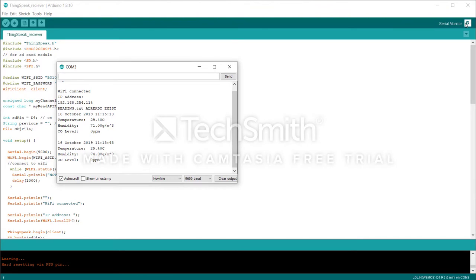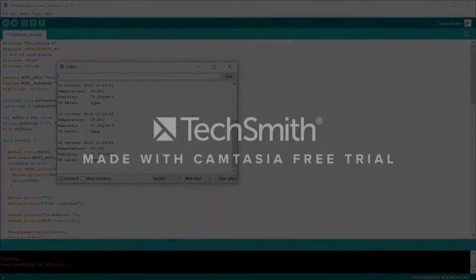The data that can be seen on the receiver is similar to the transmitted data given by the transmitter. The only difference is that the recorded data on the SD card have units. Celsius was used for the temperature, gram per cubic meter was used for humidity, and parts per million was used for carbon monoxide level.